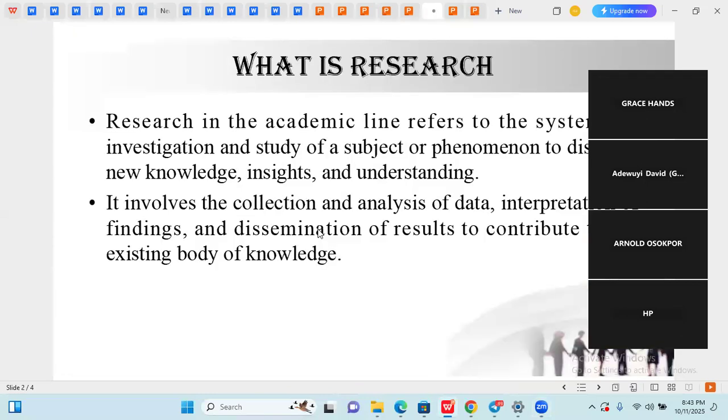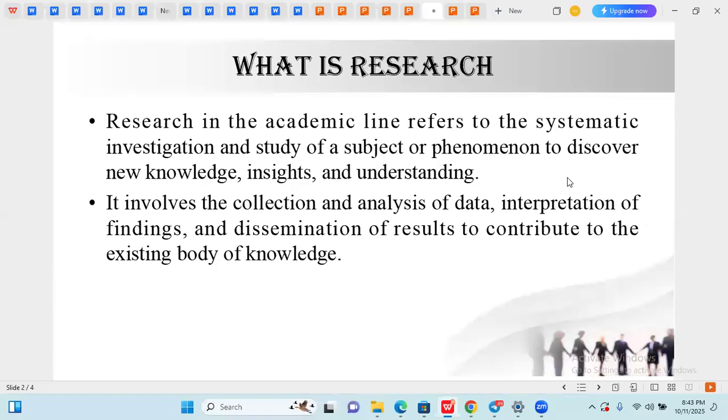Now, what is research itself? Because if you don't understand research, you will not be able to go to the fundamental parts of it. Now, research in the academic line refers to the systematic investigation and study of a subject or phenomenon to discover new knowledge, insight, and understanding.